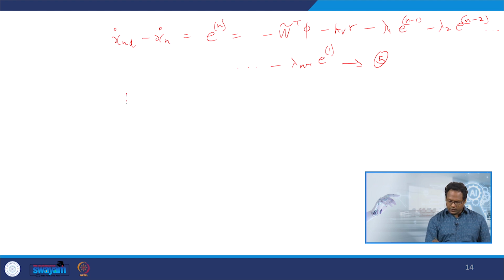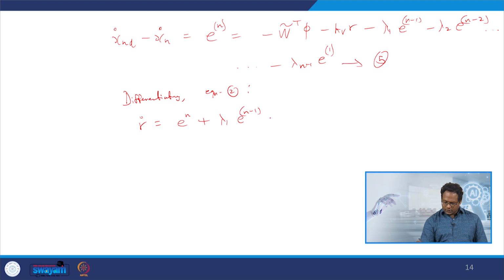Now, by differentiating equation 2 yields r dot equal to the nth derivative of e plus lambda 1 n minus 1th derivative of error e plus lambda 2 n minus 2 derivative of tracking error e, and it continues, plus lambda n minus 1 first derivative of tracking error. So, this be equation number 6.